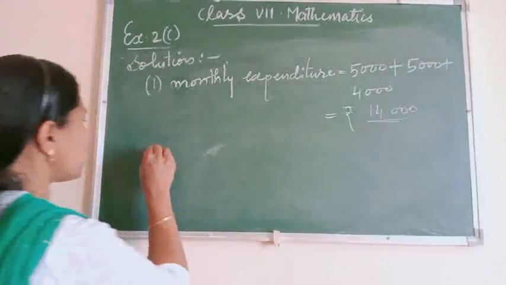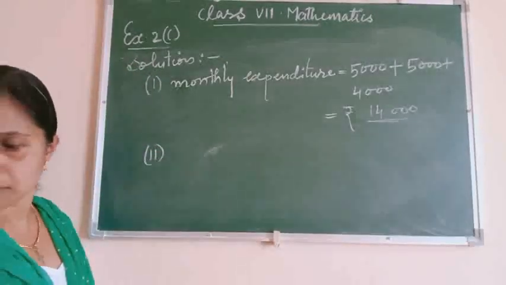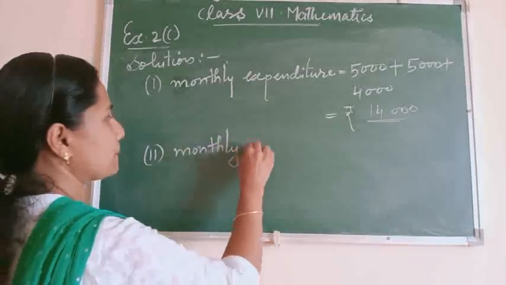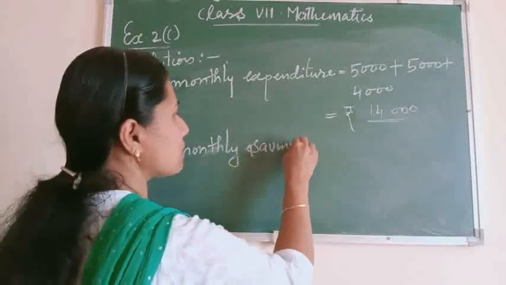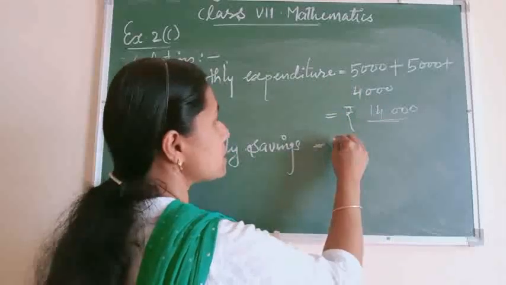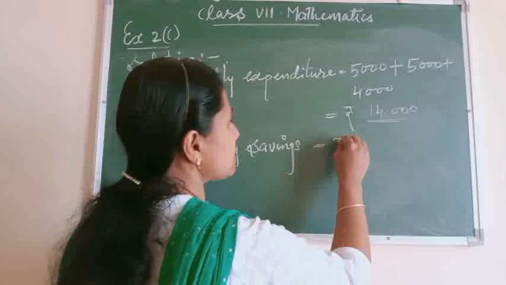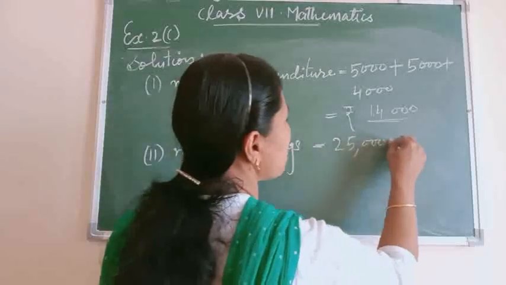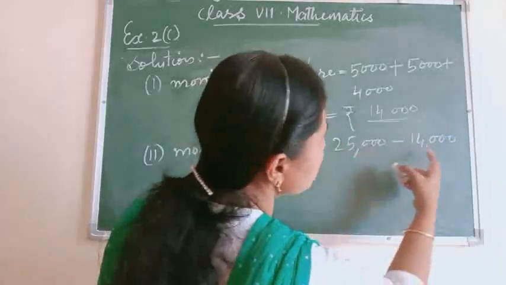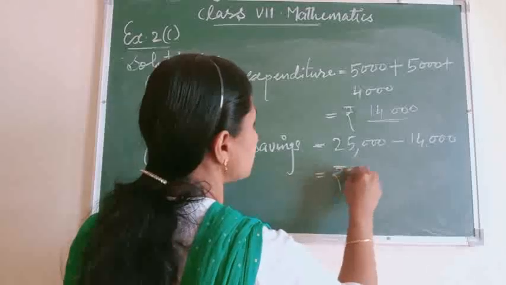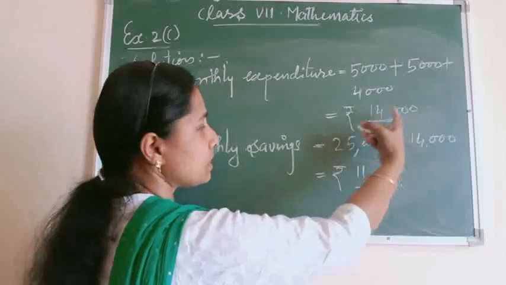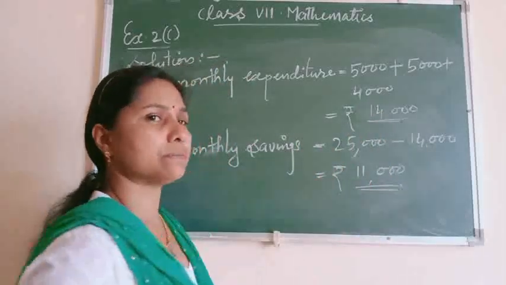And in the second part, his monthly savings is asked in the question. So we are finding monthly savings. Monthly savings means salary minus expense. His salary was rupees 25,000. So savings is 25,000 minus his expense 14,000. After subtracting, you are getting the answer rupees 11,000. So in the first part, his expense is 14,000 and his savings is 11,000.